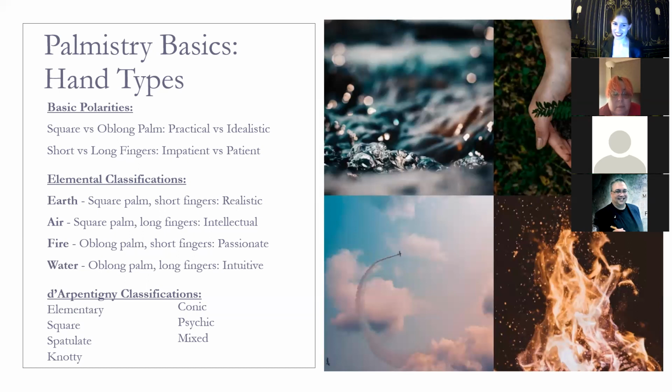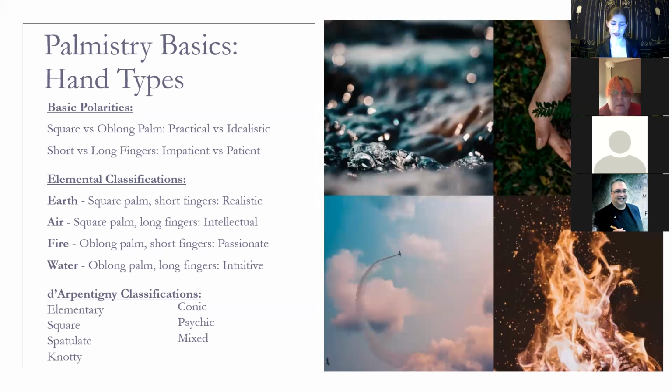But this person has a square classification as well. That's square, short fingers, coarse skin, but just not to the level of the elementary palm. Now here's where you get into looking at the different things, looking at the fingers. So the spatulate hand has a more oblong palm with fingers that actually flare out at the tips. They look like a little spatula almost. And they are said to be enthusiastic, active, and eccentric.